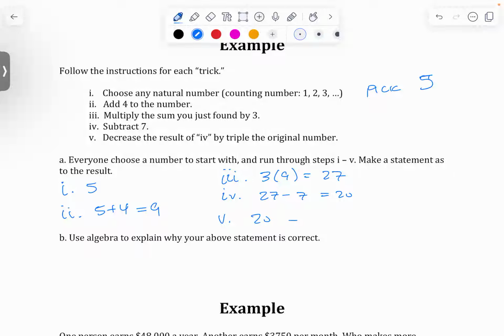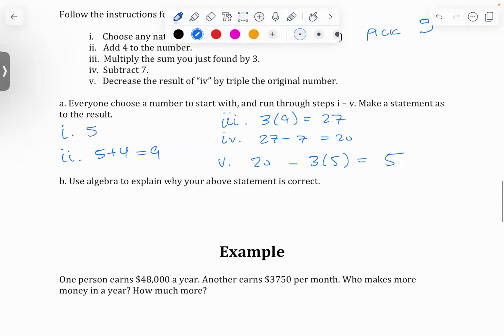The original number was 5. Triple that is 3 times 5, and that's 20 minus 15, which makes 5. Now you can test that with your own number as well. Now let's see if we can use algebra to identify the pattern. So that means let our number be n, n for any number.